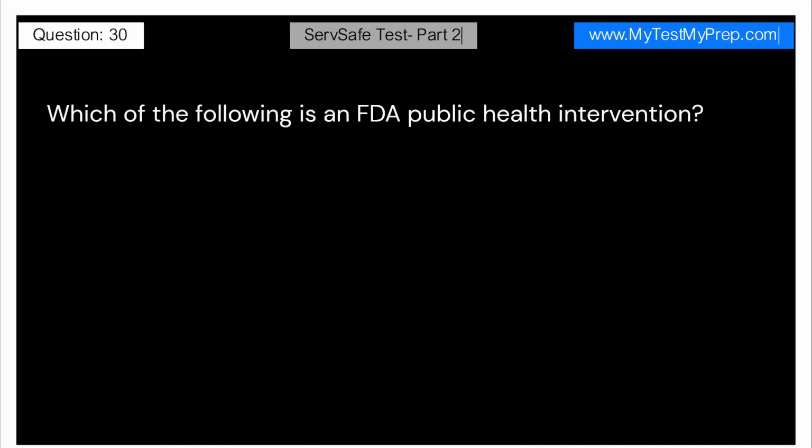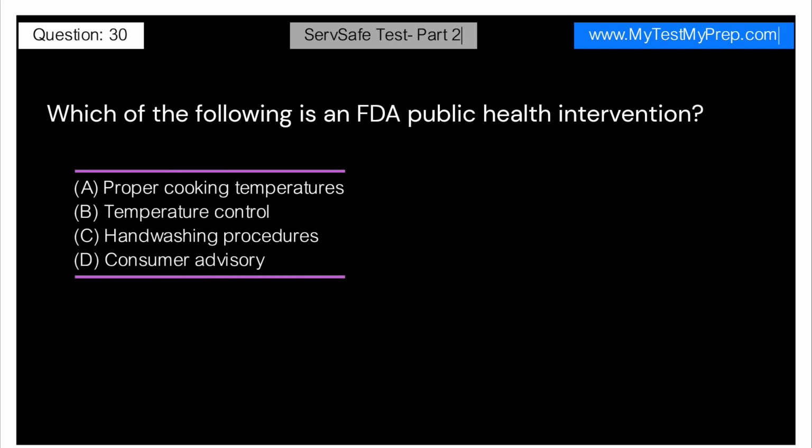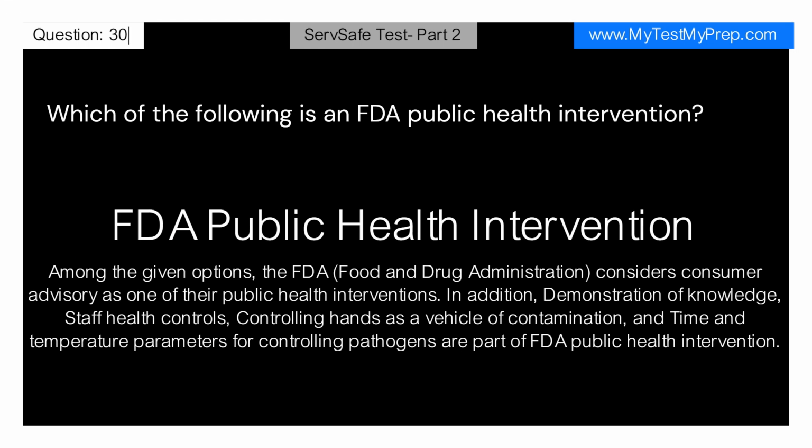Which of the following is an FDA public health intervention? A. Proper cooking temperatures. B. Temperature control. C. Hand washing procedures. D. Consumer advisory. Answer D. Among the given options, the FDA, Food and Drug Administration, considers consumer advisory as one of their public health interventions. In addition, demonstration of knowledge, staff health controls, controlling hands as a vehicle of contamination, and time and temperature parameters for controlling pathogens are part of FDA public health intervention.